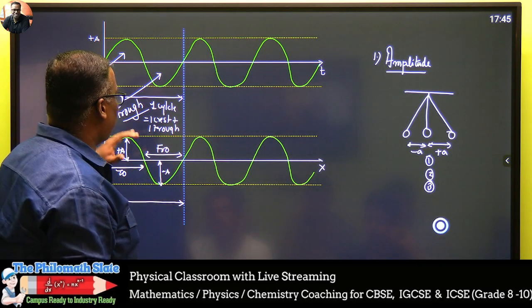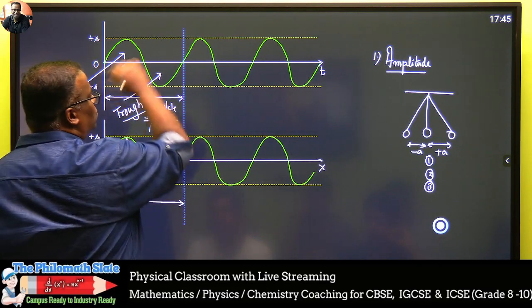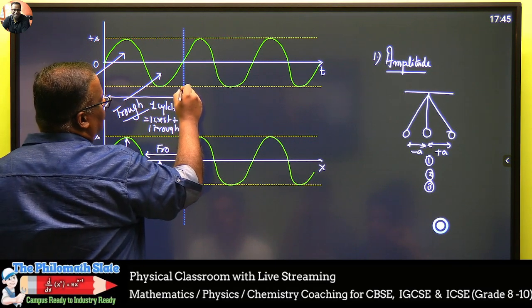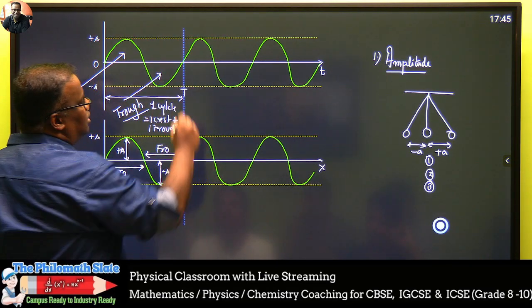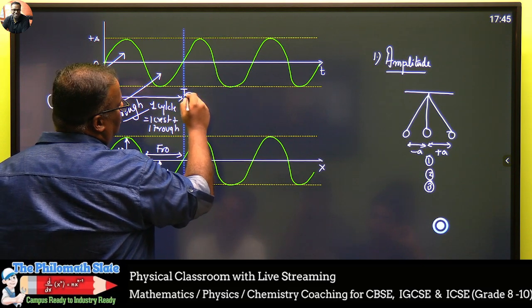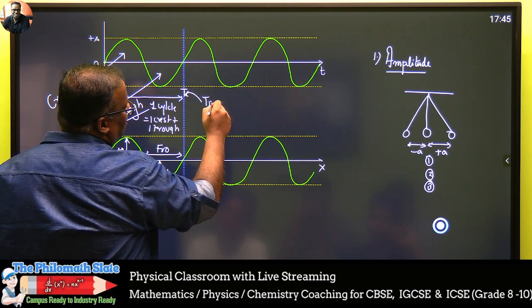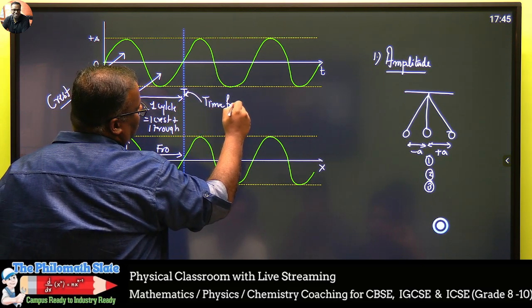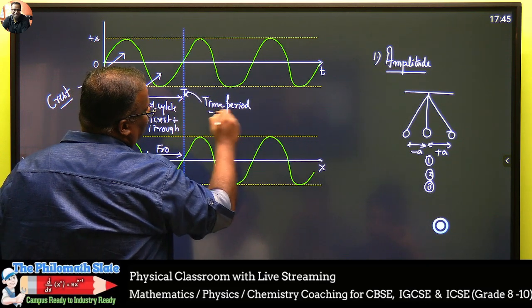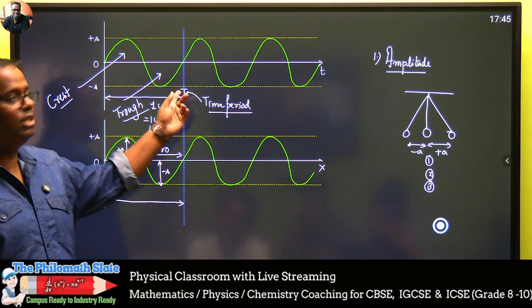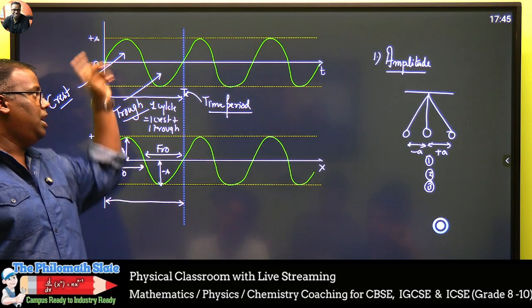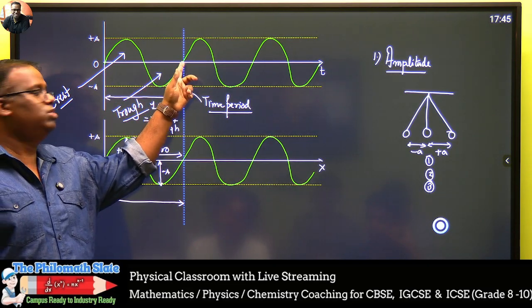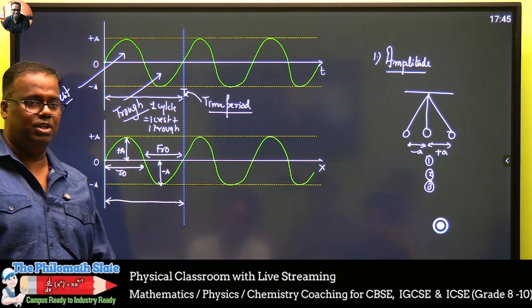Now, suppose to complete this one cycle, the time here is t. Then t will be known as my what? Time period. This is how you read time period from the wave chart. If t was the time here, say this was 2 seconds. एक cycle करने में कितना लगा? 2 seconds लगा. So 2 seconds is my time period. Understood?